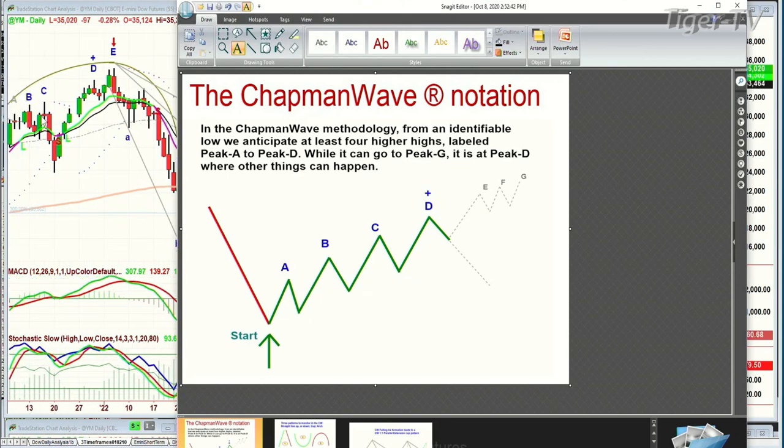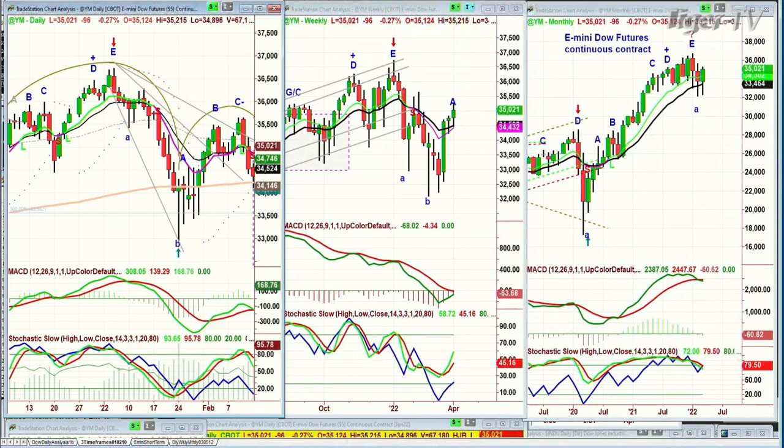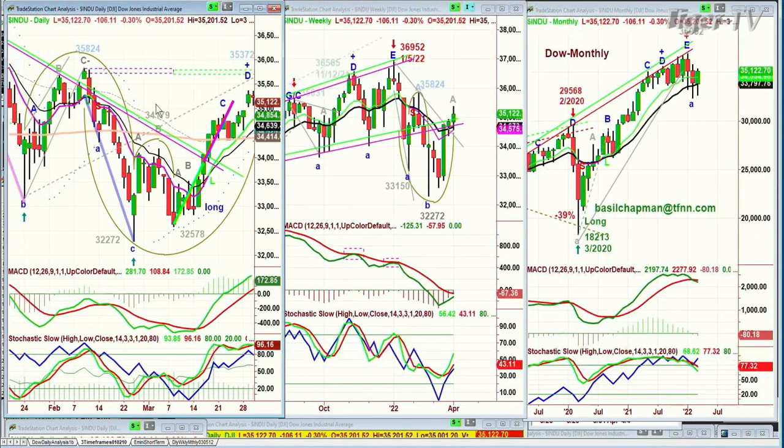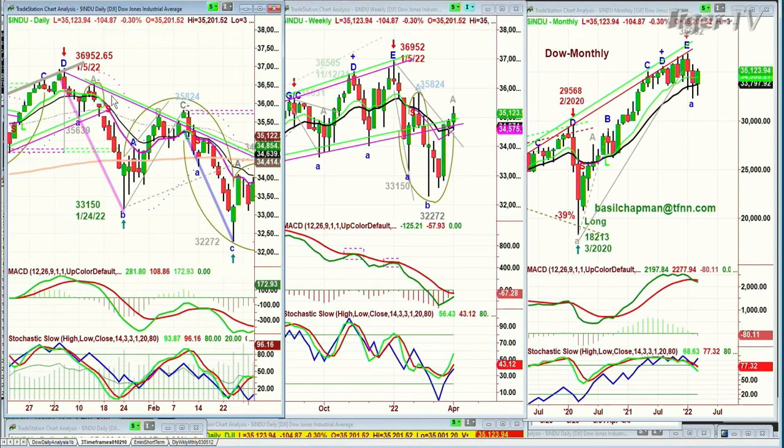Let me go to the Dow, INDU. I hope I'm typing it right. What was the peak on the 5th of January in the Dow, based on the Chapman Wave methodology? A peak D at 36,952.65 on the 5th. And then you see this little pattern where it comes down and makes a little arch formation and fails, the dreaded H pattern. Then there's a bigger one that fails. So let me talk about that right now.